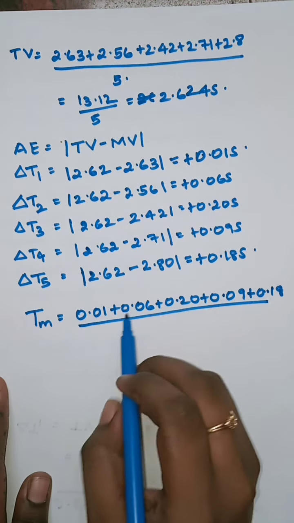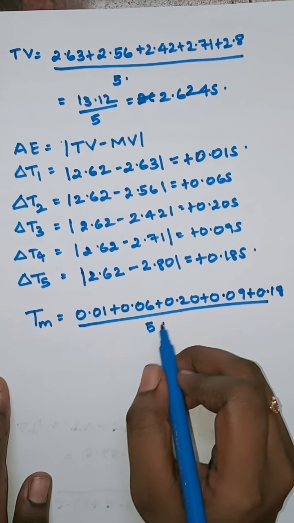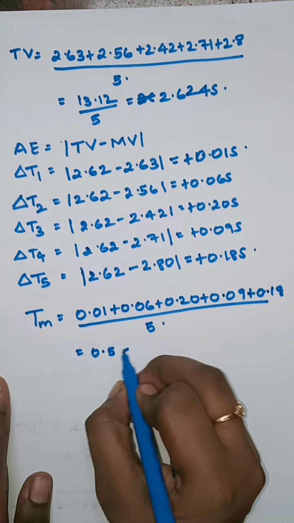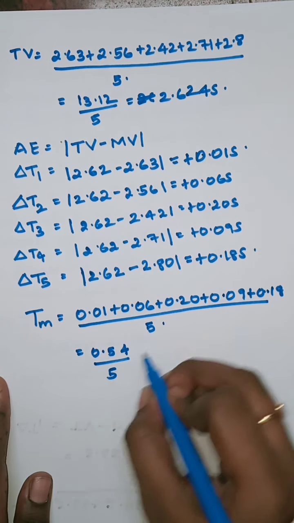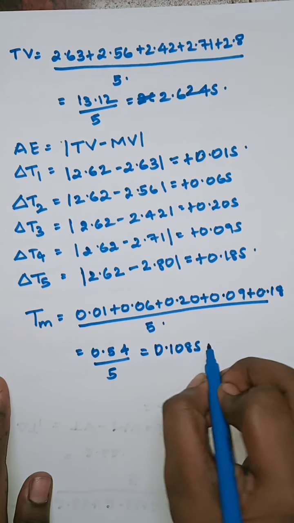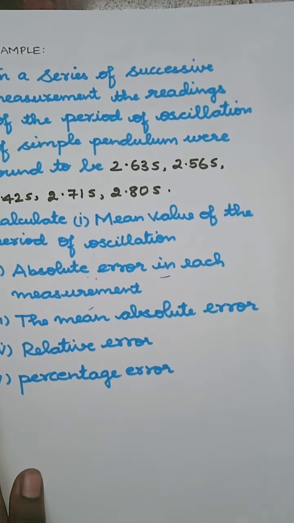And divide it by the number of values. Five values are present, no? So divide it by 5. What will be the answer? 0.54 divided by 5, which is nothing but 0.108 seconds. Okay, now the fourth question they are asking us to find is the relative error.